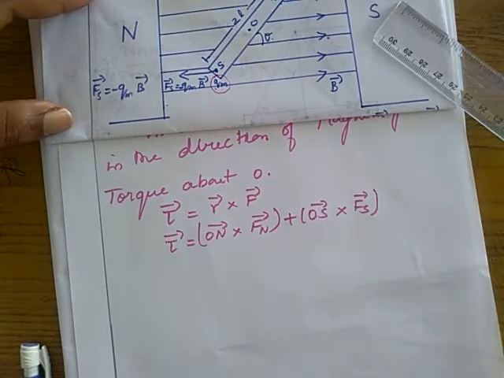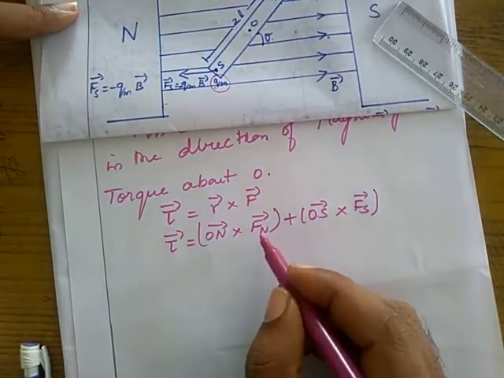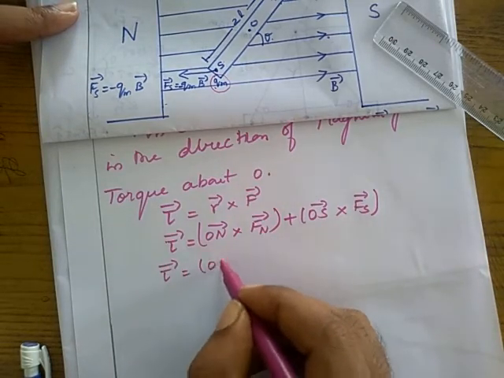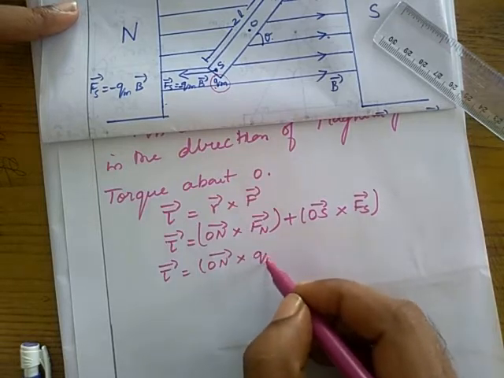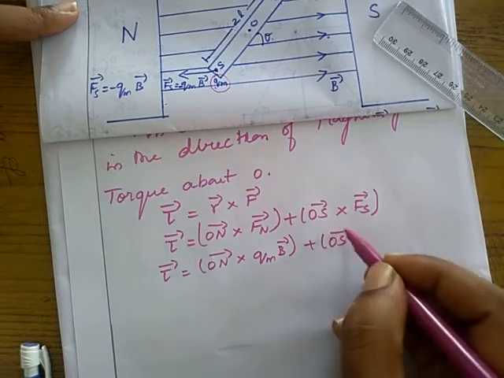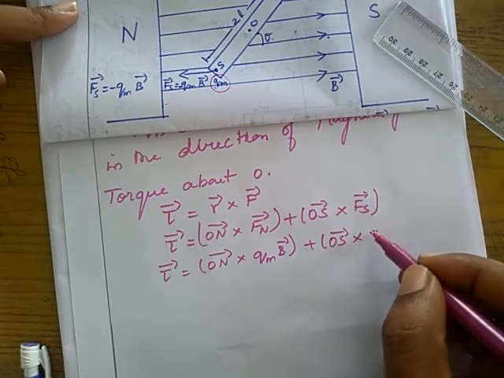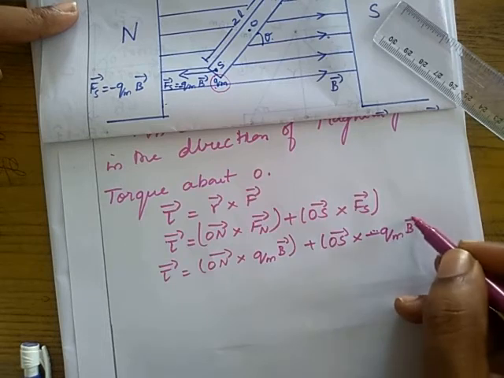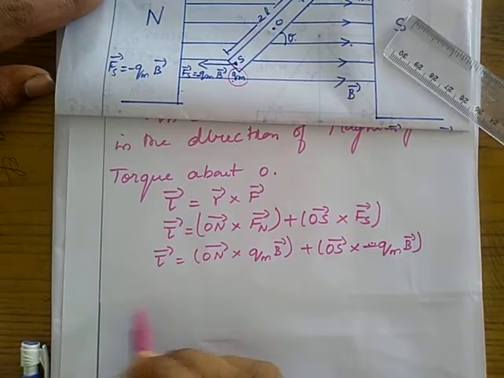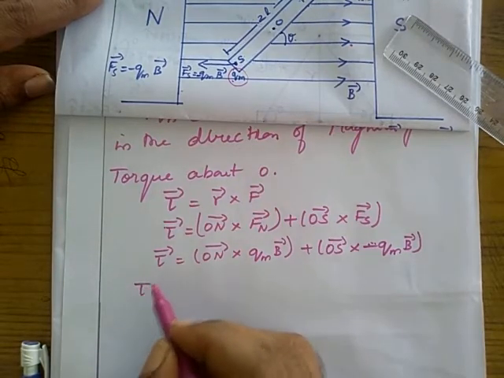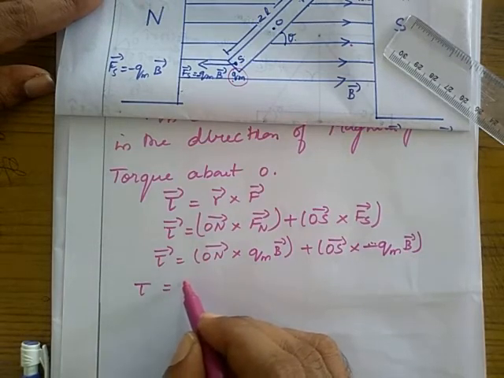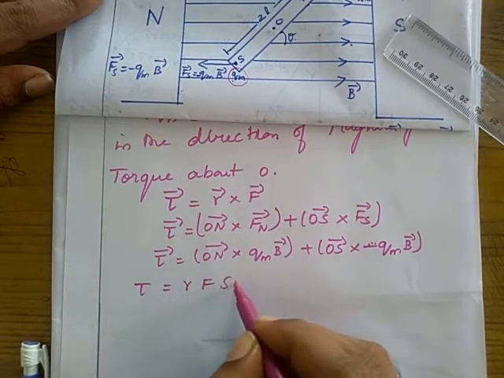Then we know the values of Fn and Fs, substitute here. Then tau vector is equal to ON vector cross Qm B vector, plus OS vector cross minus Qm B vector. Next, if we need the magnitude of the torque, then tau is equal to, you know very well, R F sin theta.